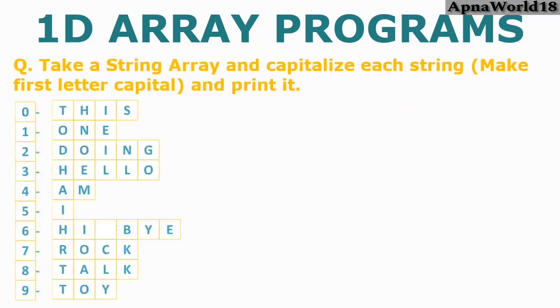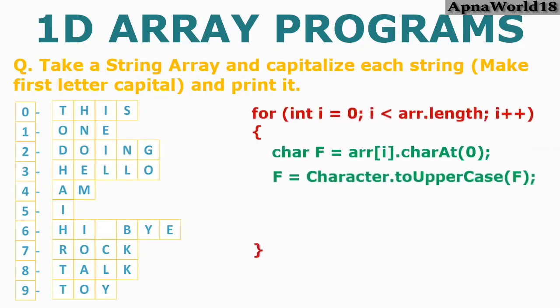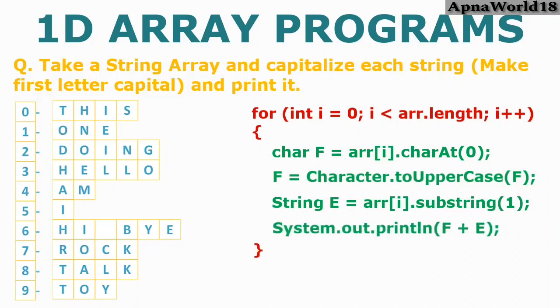The next program we will do is to capitalize the first letter of each string. In that case, we will extract the first character by using charAt(0) function and then capitalize it. We will then extract the remaining string using substring function. Then we will print both of them. This will give us the desired output.